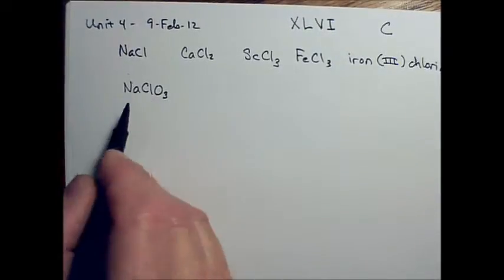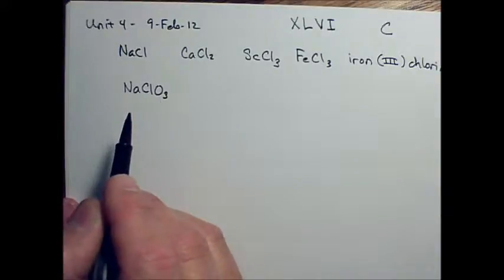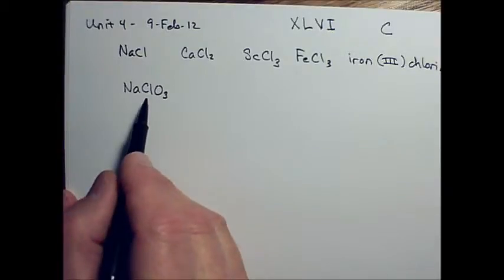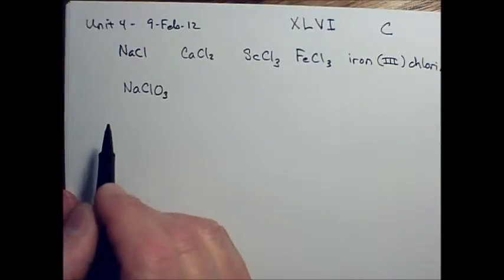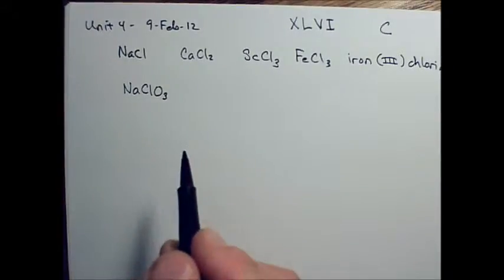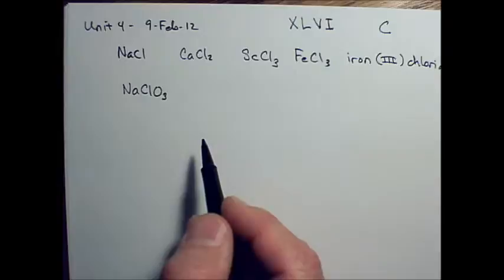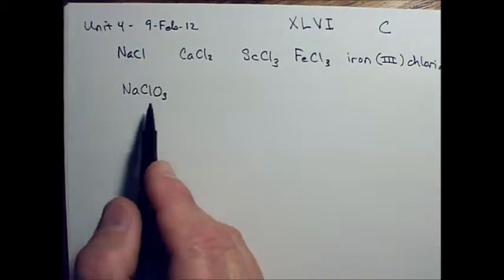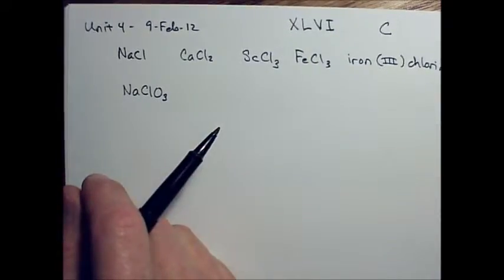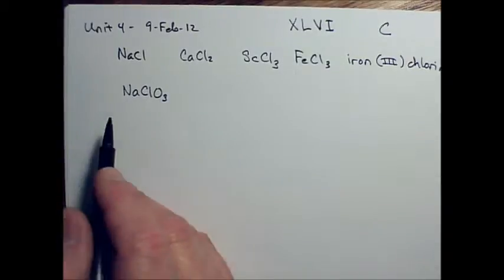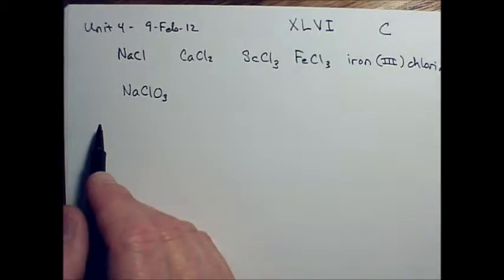All right, so this has more than two elements. If it has more than two elements, you need to find some part of this formula on the common ions list. If it has more than two elements, probably ought to write this down, you think? If a formula has more than two elements, in order to name it, you've got to find some part of it on the polyatomic ions list.